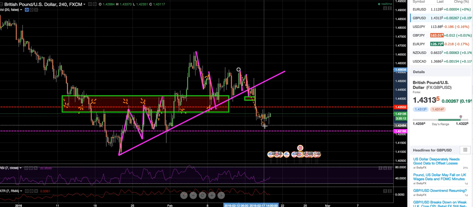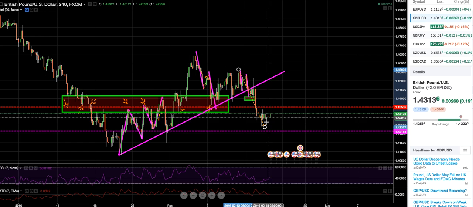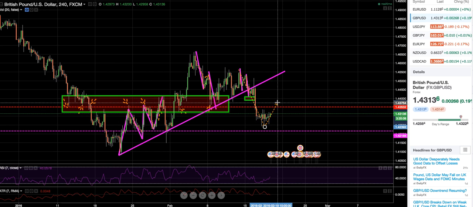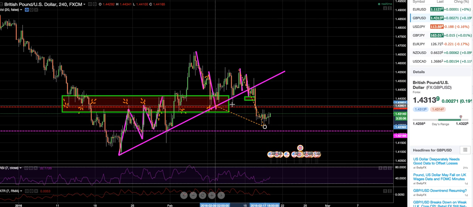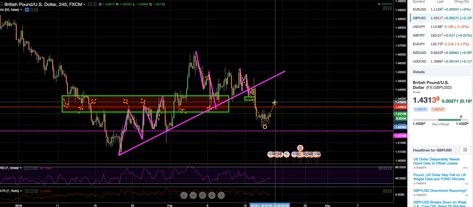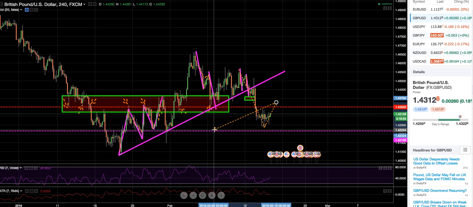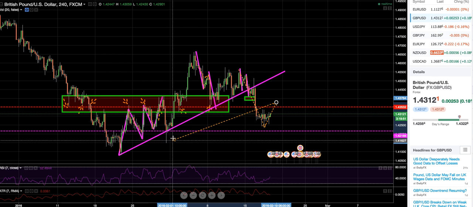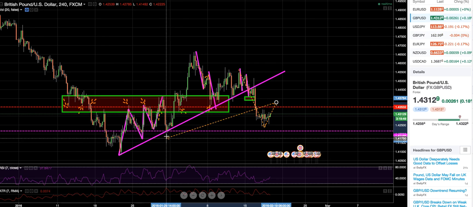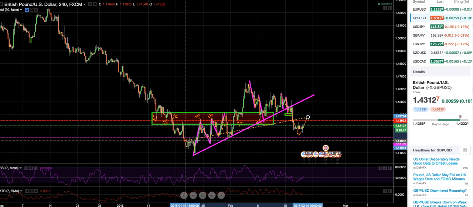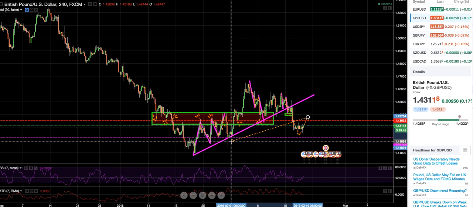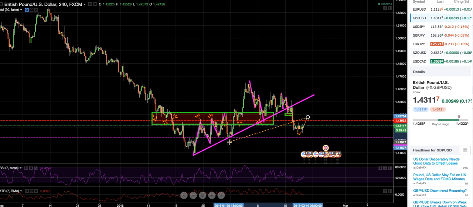I would expect this to be one move. I would expect the market to put in a pullback into this level right here and then continue. Where to? We have at least this level right here. I would concern myself with this level right here. This is a higher time frame support.